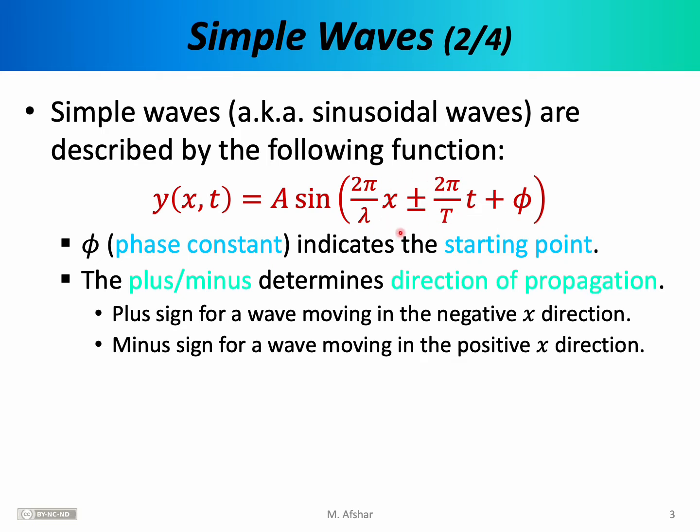A little more precisely, when you have a plus sign here, you have a wave that is moving in the negative x direction. But if you have a negative sign here in this function, then you have a wave that is moving in the positive x direction. So the association between direction and the sign is a little bit counterintuitive. At this point, it is not at all obvious why the plus sign corresponds to the negative direction. We'll appreciate that fact a little more later on when we have a better understanding of waves.